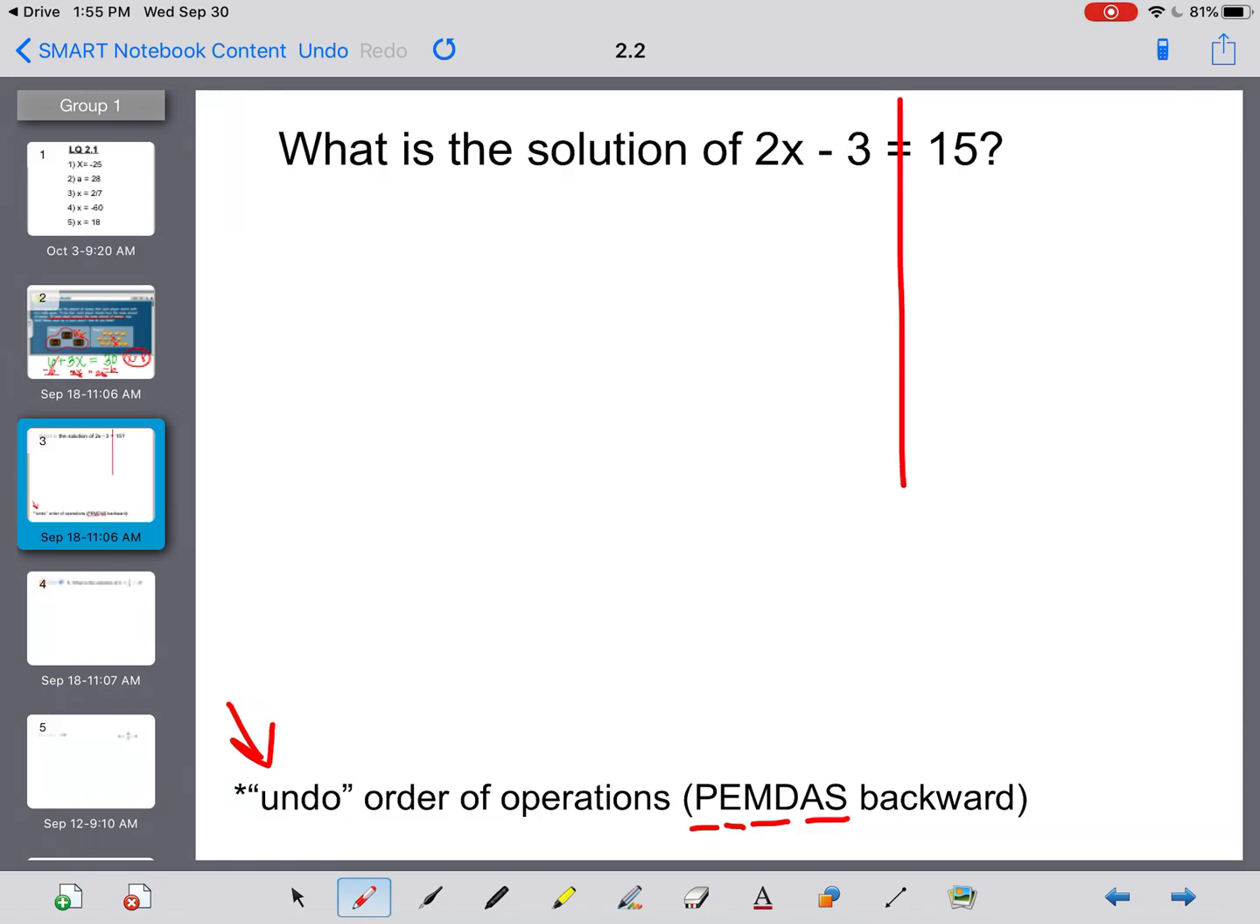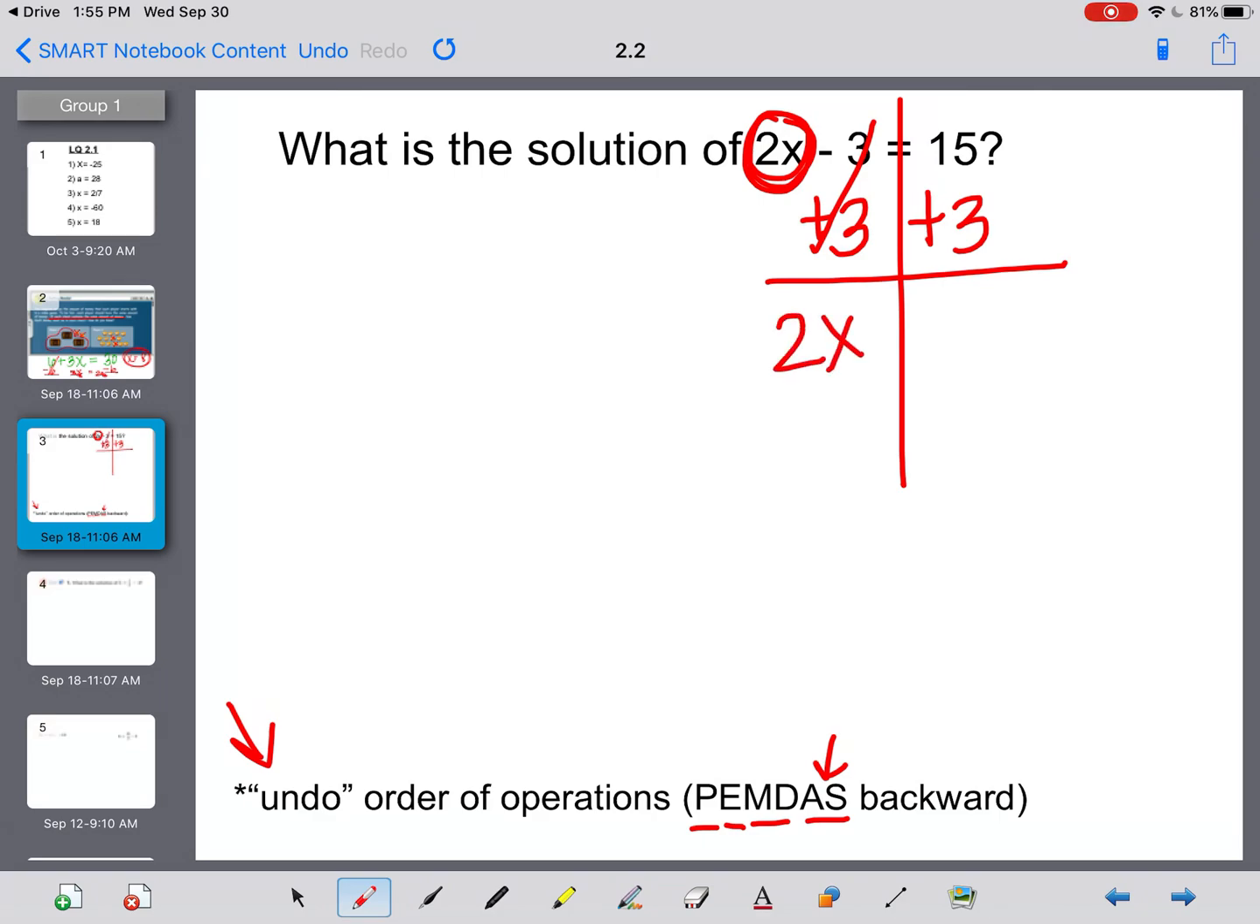Another way to think of it, not very mathematical, but think of it as the couple and the third wheel. This is our couple, the two that are together. And so we're going to try to get rid of this third wheel first by doing the opposite, or inverse, operation. Right now it's subtracting 3, so I'm going to add 3. That's doing our adding and subtracting first. Whatever I do to one side, I have to do to both sides. This minus 3 and plus 3 cancel each other out, so I'm left with just the 2x. 15 plus 3 is 18.